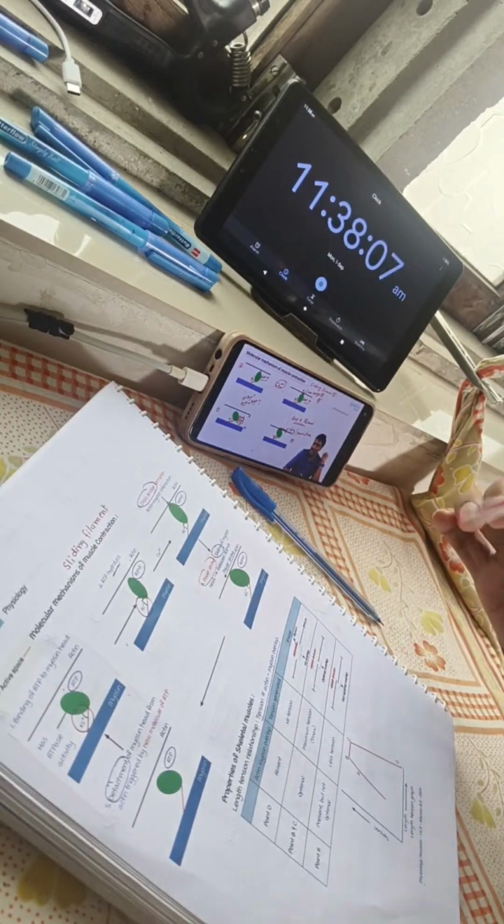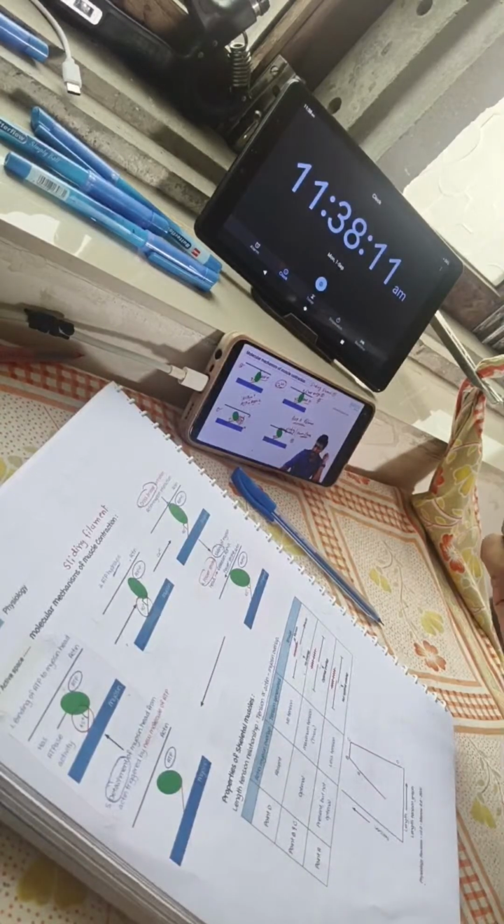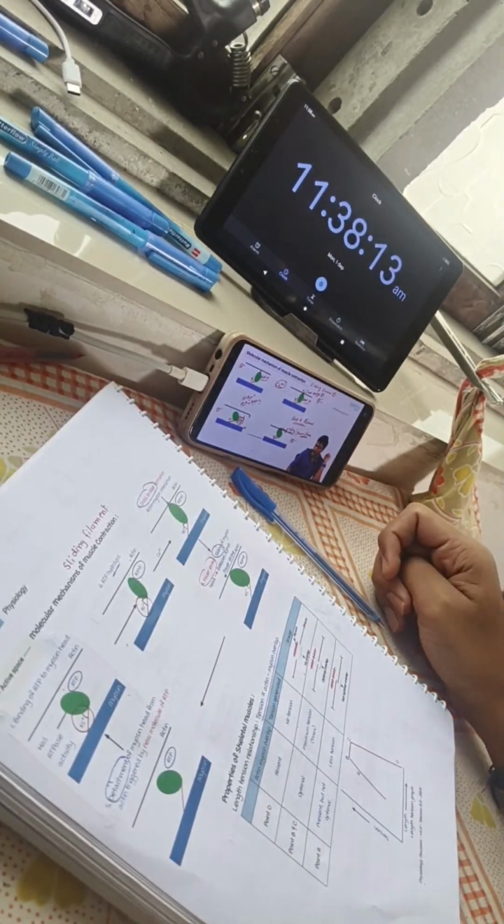What is the sliding filament? It is also called the power stroke. So step 1, step 2, step 3, step 4. How will the cycle continue back again? Look very carefully. Now this head is free. There is no ADP and phosphate.